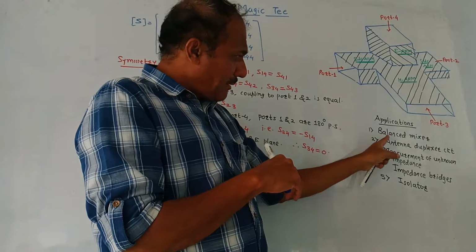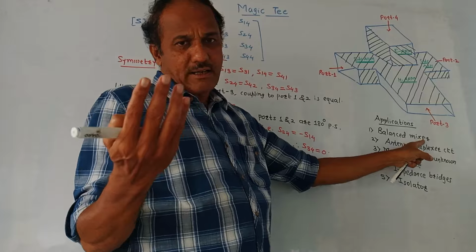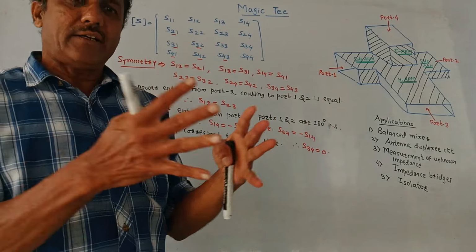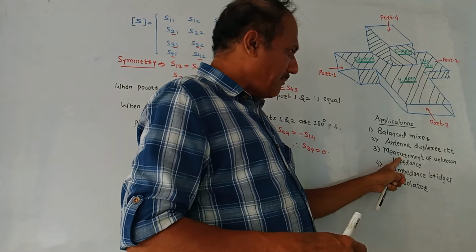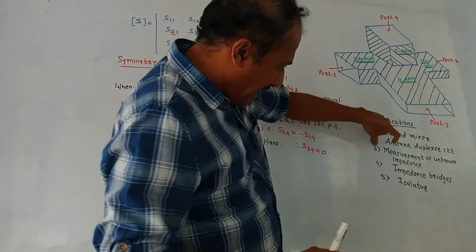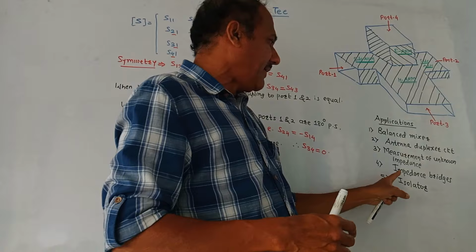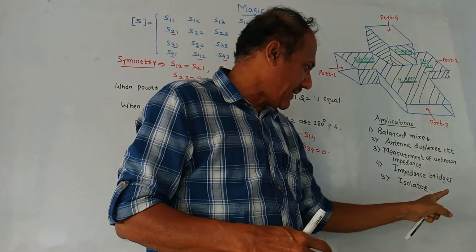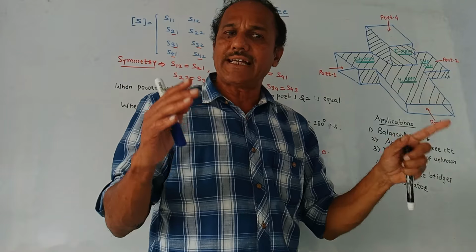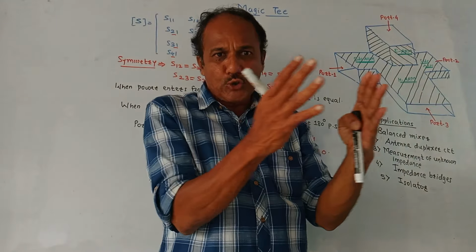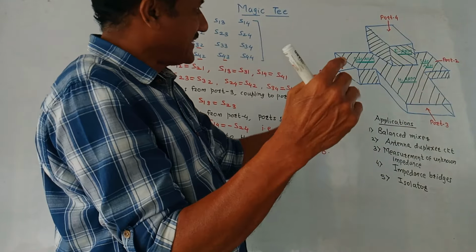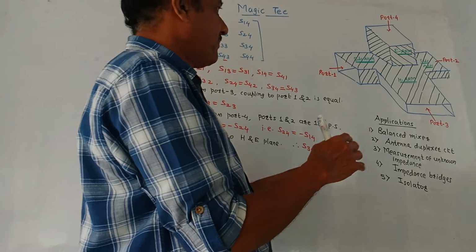Now applications are balanced mixer, that is as I mentioned, it can be used to add the powers. Then antenna duplexer circuitry, then measurement of unknown impedance, ये application हम लोग डिटेल में डिस्कस करने वाले हैं. Then impedance bridges, and it can be used as an isolator. Isolator means if you want to isolate two devices, then in that case magic T can be used.